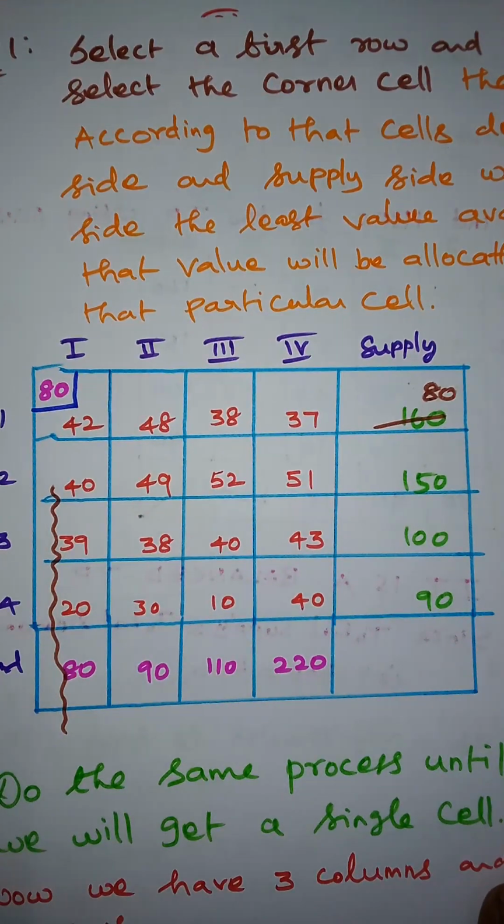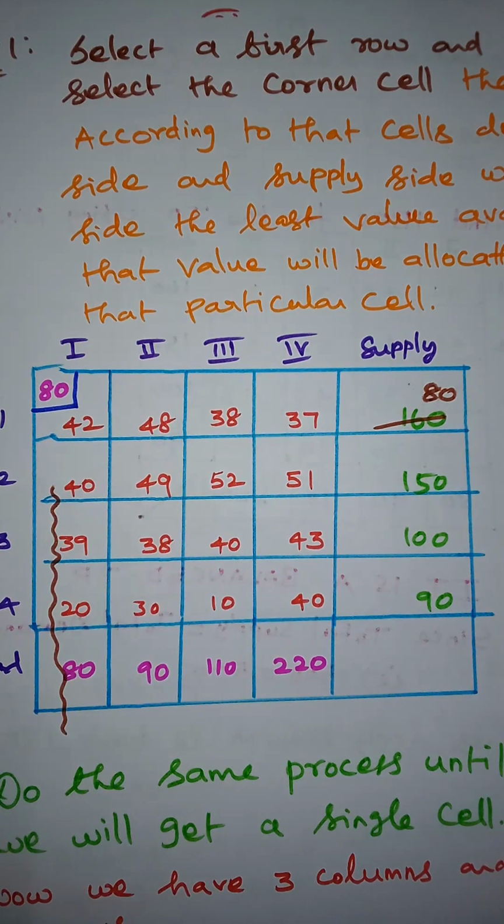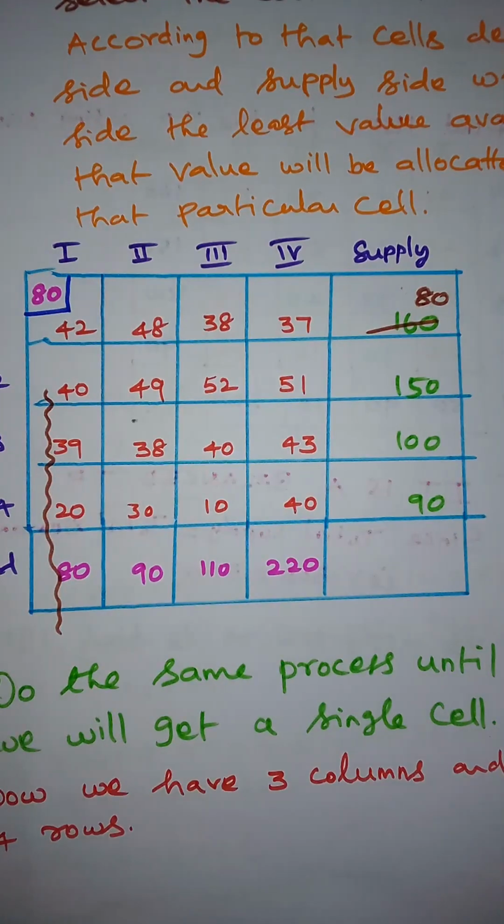So see the problem. On the supply side we have 160 and on the demand side we have 80. 160 is greater than 80, so I am going to allocate 80, taken from the demand side, that is the first column, to the corner cell 42. So 80 into 42. Then the first column will be cancelled since it has the least value from the demand side. Then go to the first row, 160, which is reduced by the least value: 160 minus 80 is 80. Now do the same process until we get a single cell.